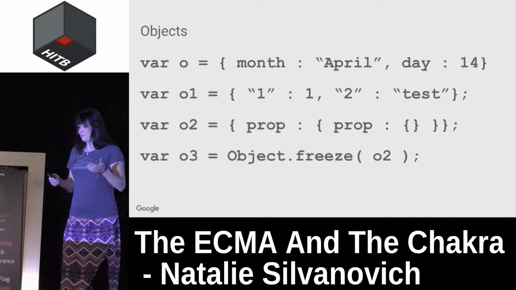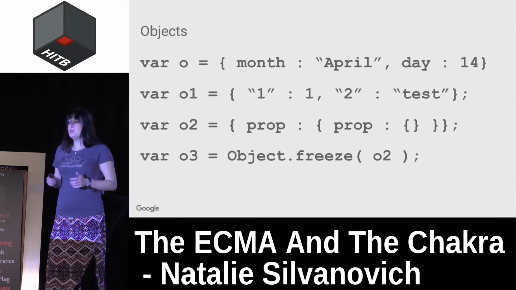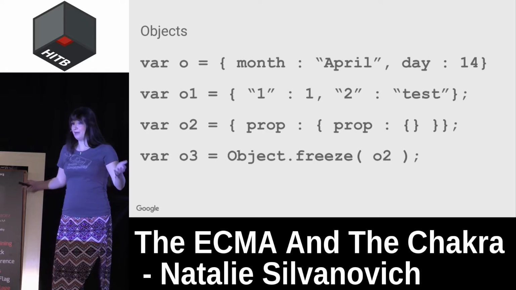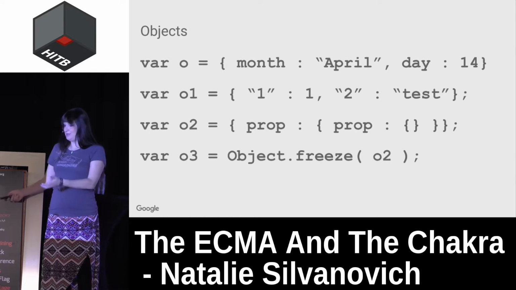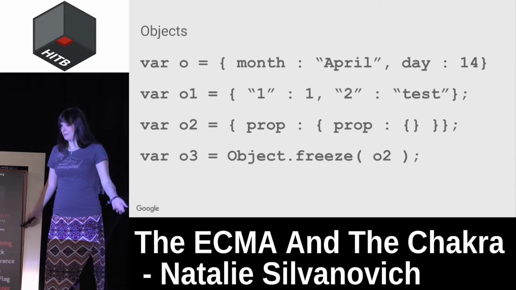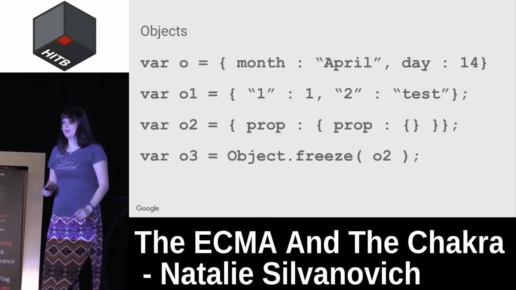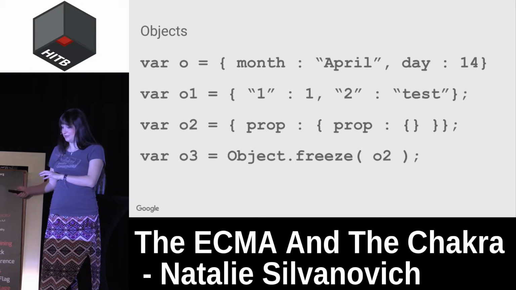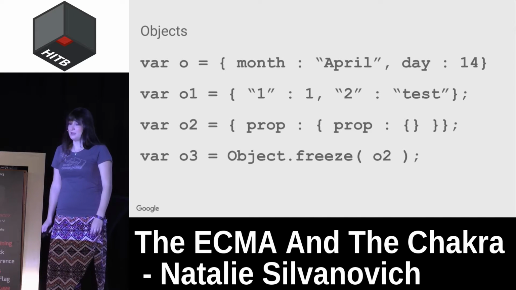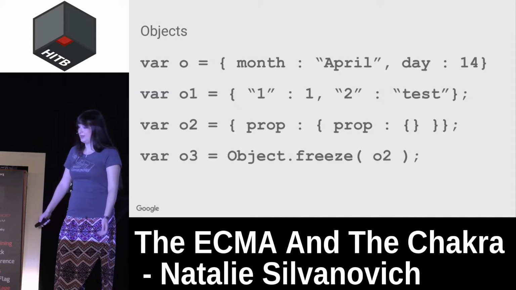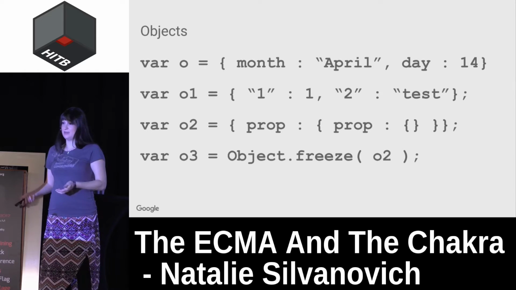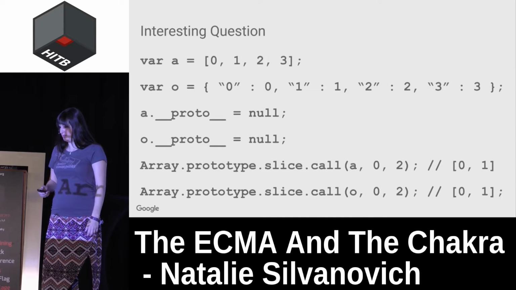And notice with an object, like with an array, you can do all sorts of crazy stuff. For example, this is a pretty basic one. You've got a month and a day as properties. But then you can make the properties of the object indexes. So this is actually like an array. It has something at 1 and 2. And like with arrays, you can have objects with objects with objects, and you can also freeze them, make them read-only, that sort of thing.